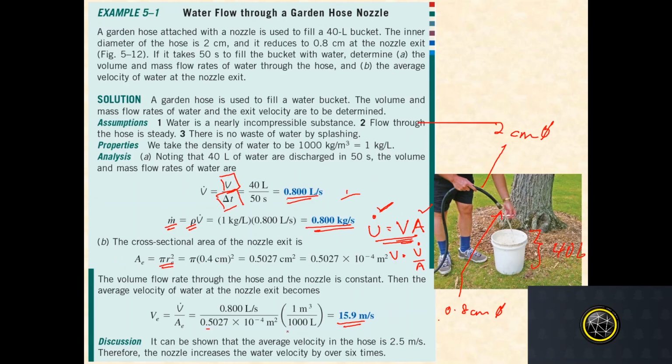And this is some additional information: the average velocity in the hose with the 2 centimeter diameter. Looking at a similar equation, V equals the volumetric flow rate divided by the area of the hose. With 2 centimeter diameter, you get 2.5 meters per second. So from there you can find out that the nozzle increases the water velocity by over 6 times.